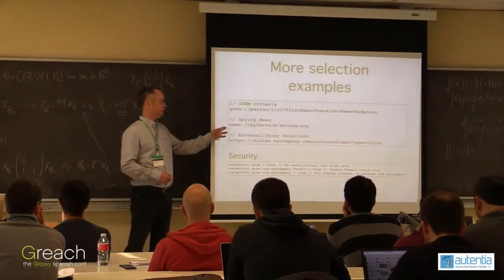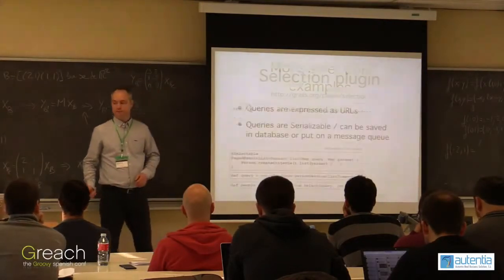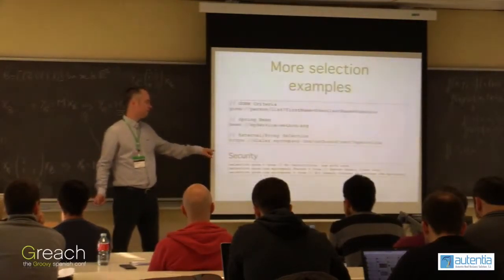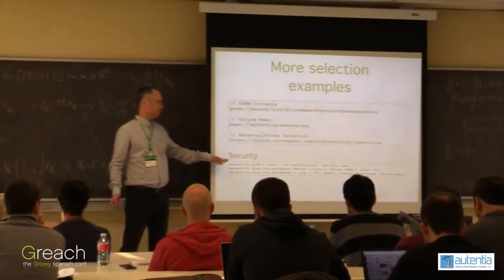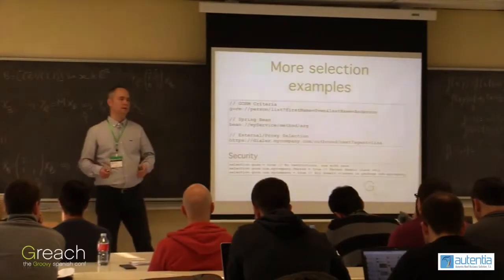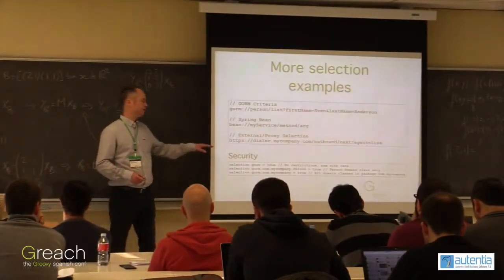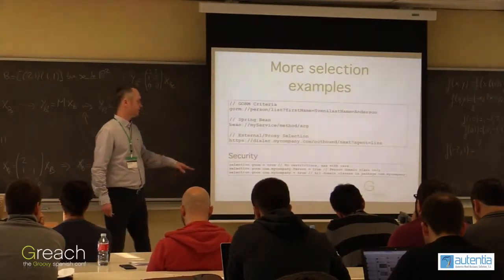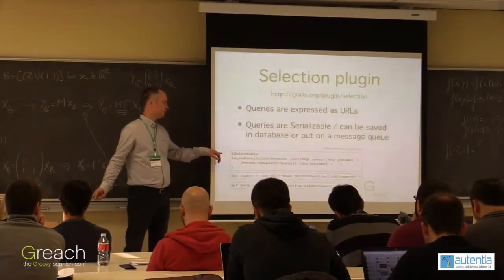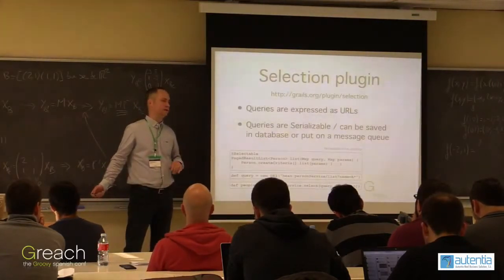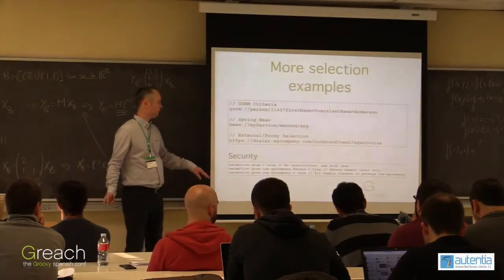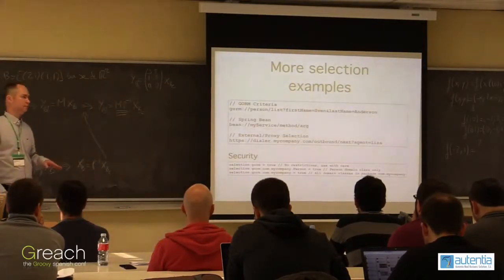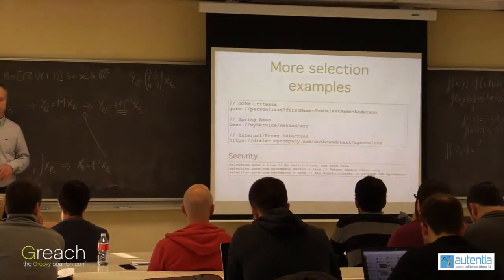You can call any service that you have annotated with selectable. If you don't have that annotation, it would make a huge security hole where you can specify a URL to access any service. So therefore, we need to have the selectable annotation on each method that you're allowed to call from the selection plugin. And also for the GORM queries, you can restrict that to only specific domain classes.